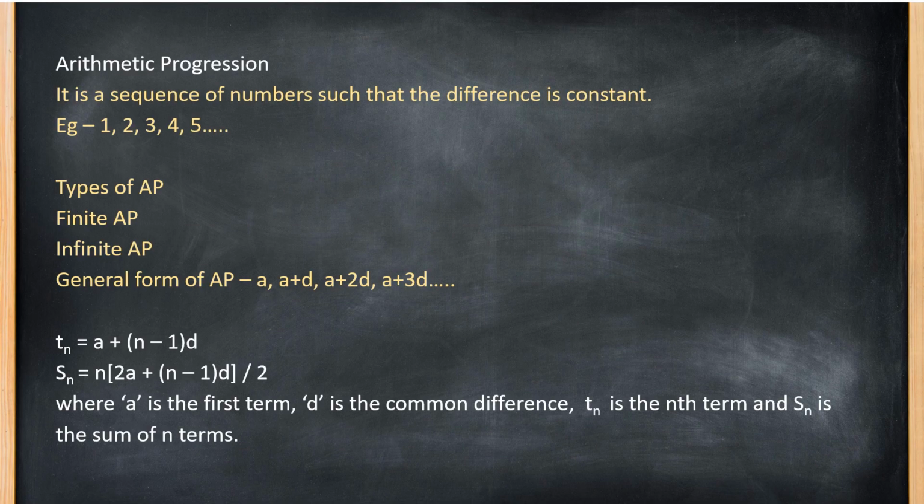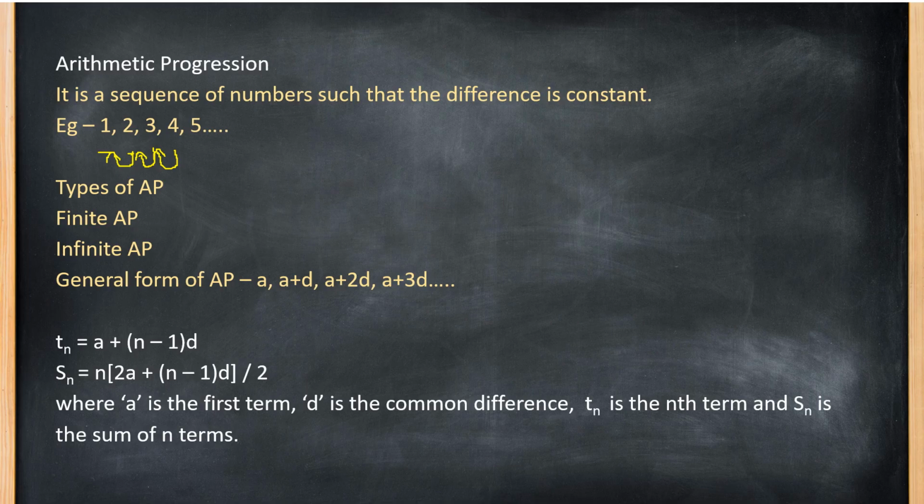So arithmetic progression is nothing else but a sequence of numbers where the difference between the terms is constant. For example, 1, 2, 3, 4, 5 is a series. 1 is my first term, 2 is my second term, 3 is my third term, 4 is my fourth term, 5 is my fifth term, and so on. The difference between the second term and the first term is the same as the difference between the third term and the second term. Again, it is the same as the difference between the fourth term and the third term. Likewise, the difference between consecutive terms is always the same.